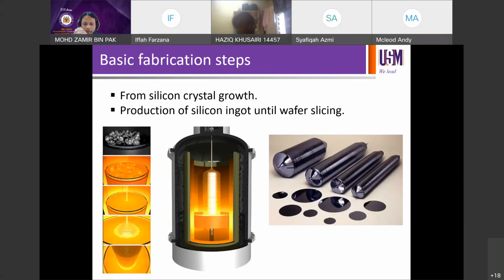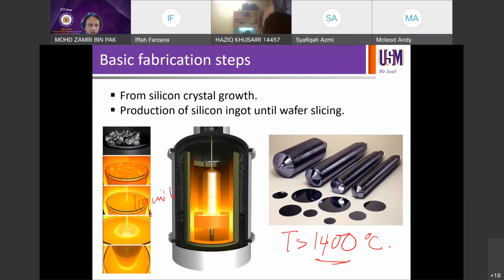Yeah, 1400 degrees, right? Okay, thank you. 1400 degrees. So that means this process has to be carried out above 1400 degrees C in order for us to melt the silicon. So you need to produce liquid silicon. Now melt first, then only you solidify to form the ingot.